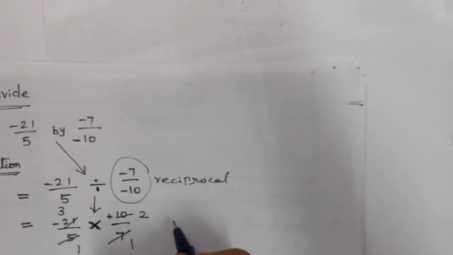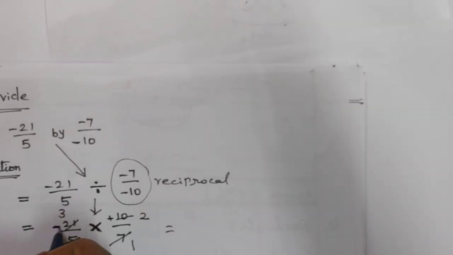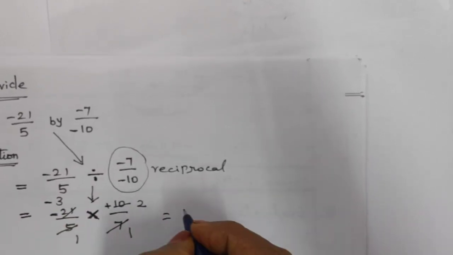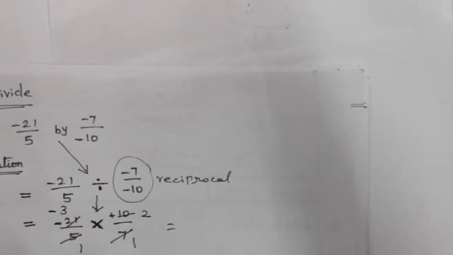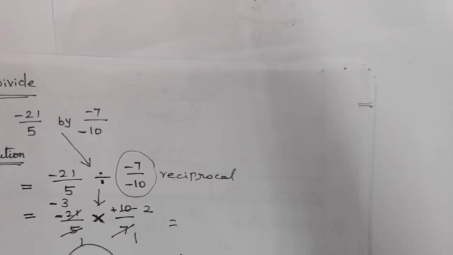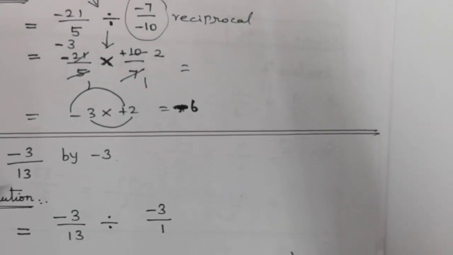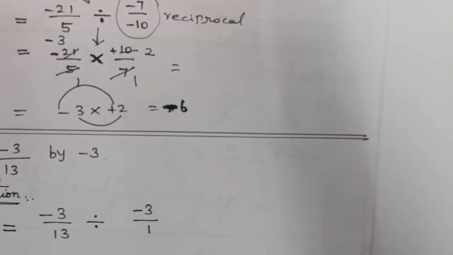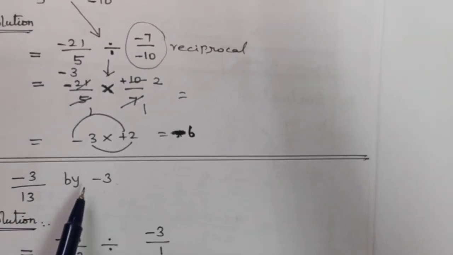So the upper number is, what is the number? Here the minus symbol, you write here minus. Minus 3 into plus 2. Plus into minus is minus. 3 2s are 6. The answer is minus 6. Second question: minus 3 by 13 divided by minus 3.